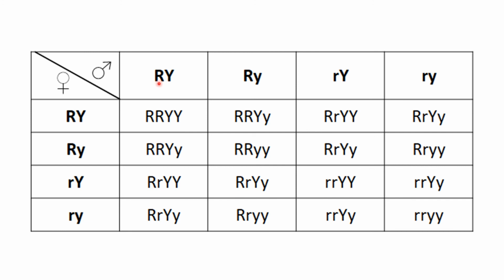Yung dominant R natin will be the round shape ng seed. Yung dominant Y natin will be the yellow color. And then yung recessive R natin will be the wrinkled shape ng seed, and then yung recessive Y natin will be the green color. Now, if we cross this with each other, ito yung kalalabasan.